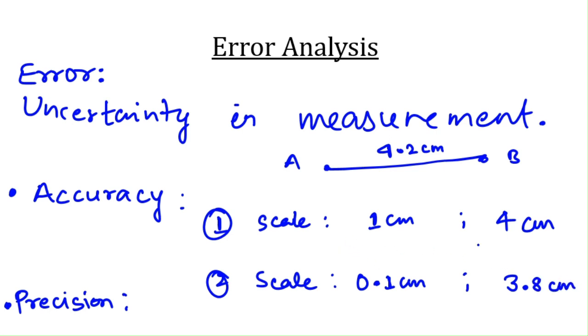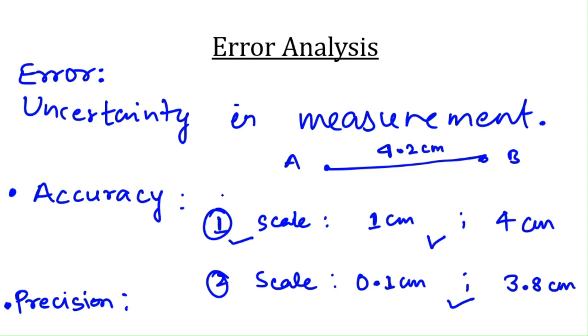So now we have two different scales and two different readings, and in one case we are getting a closer value to the result. So this 4 centimeter is more accurate. We can say the accuracy in measurement is more in the case of the first scale. While the second scale of 0.1 centimeter has greater resolution compared to the first scale. So precision is more in the second case and accuracy is more in the first case.